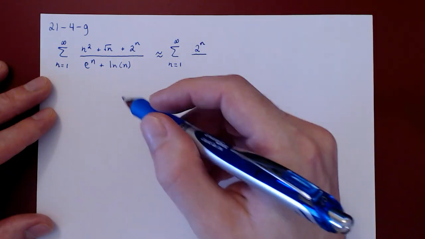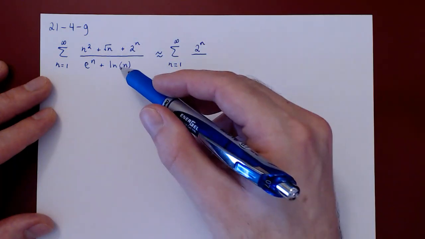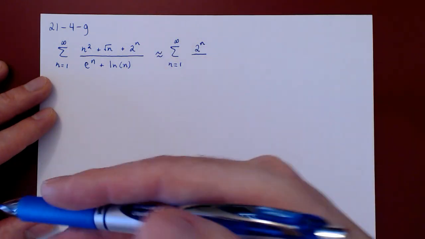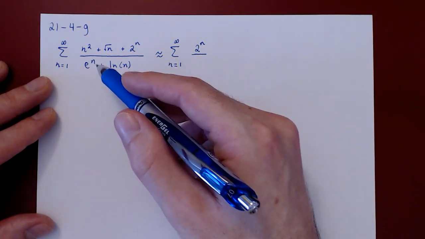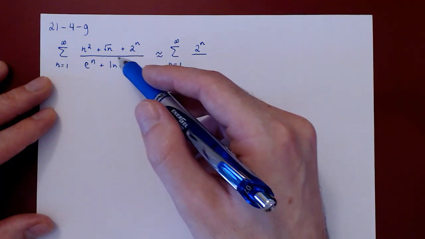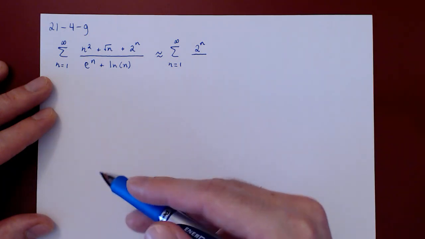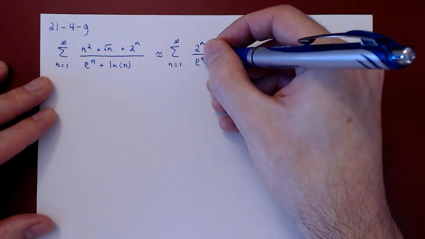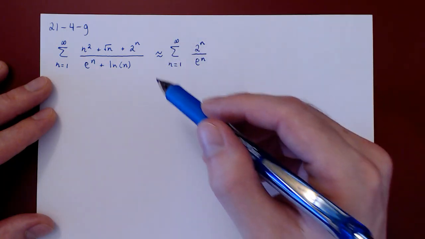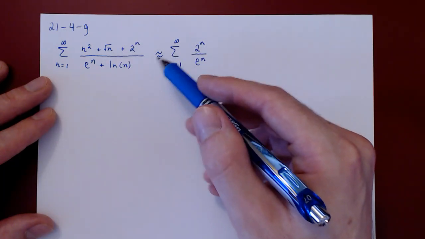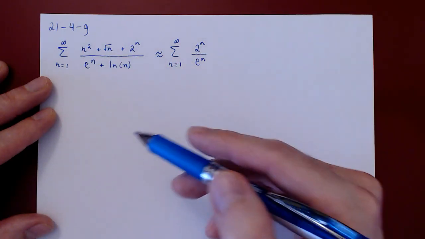Now on the denominator, as n increases to infinity, e to the n goes to infinity, ln of n goes to infinity, but again we know from the hierarchy of functions that exponential functions are infinitely larger than logarithmic functions, and so the dominant term on the denominator is e to the n. So this very simple looking series is approximately the same size intuitively as the original very complex looking series.